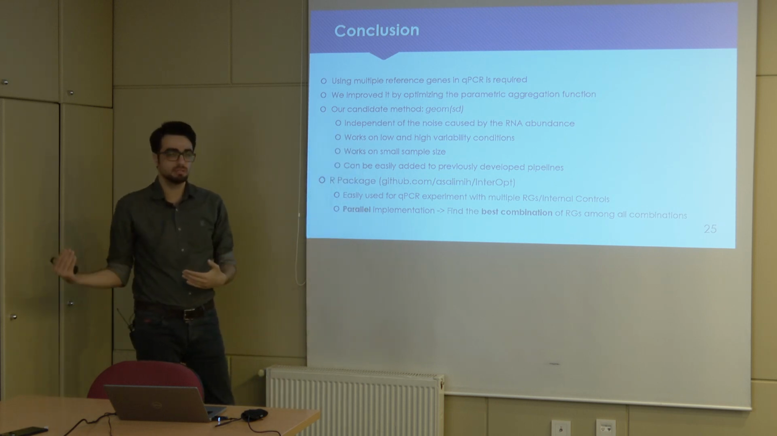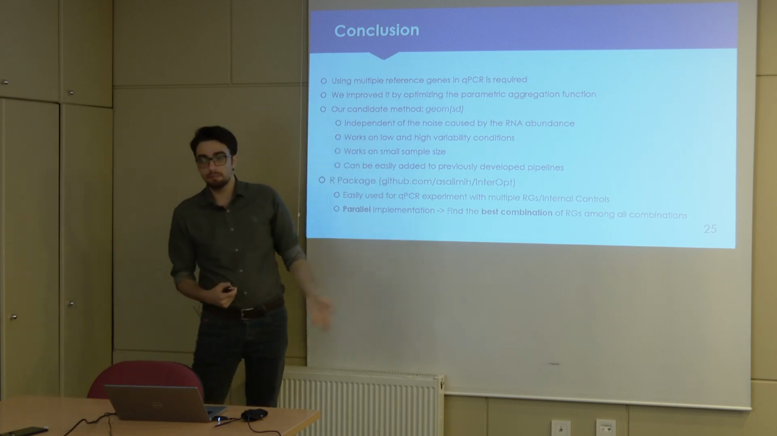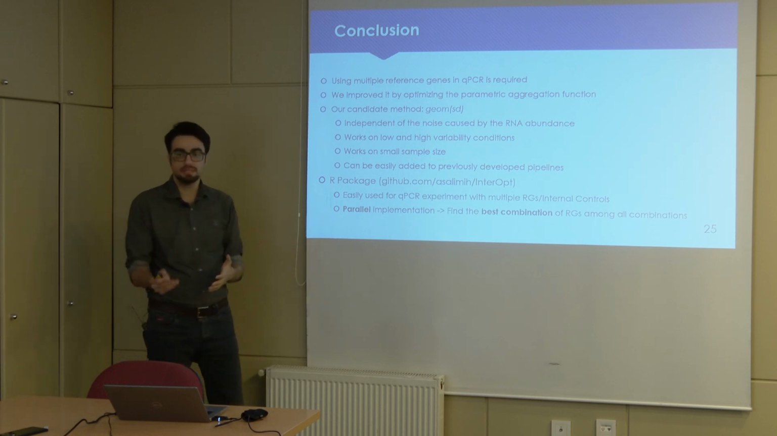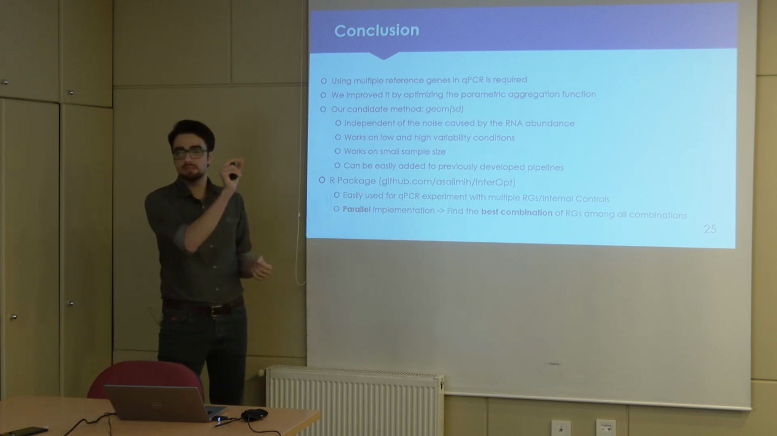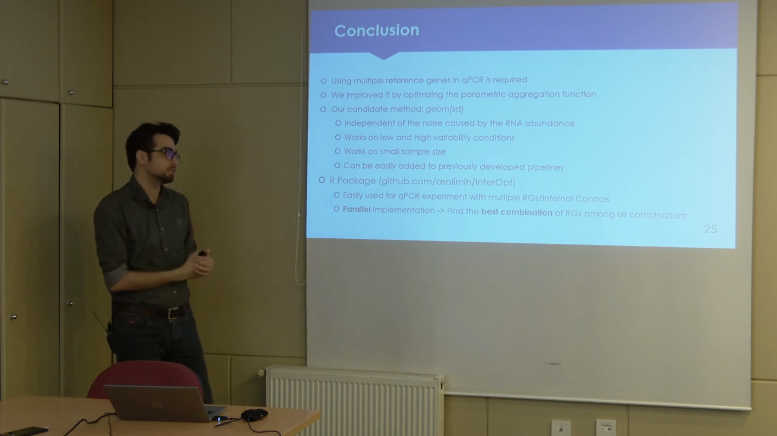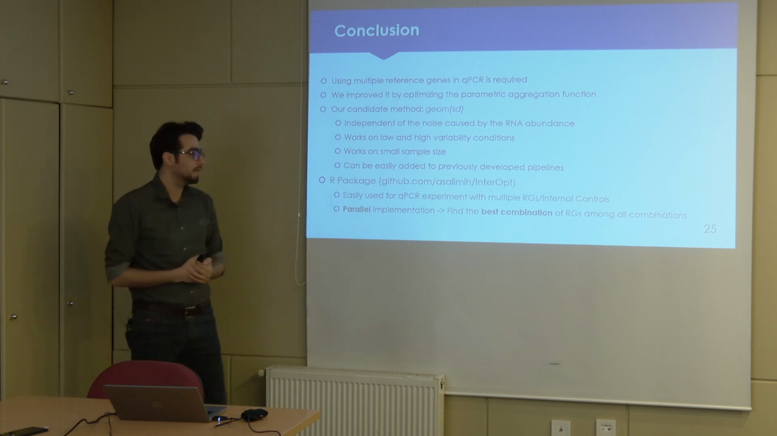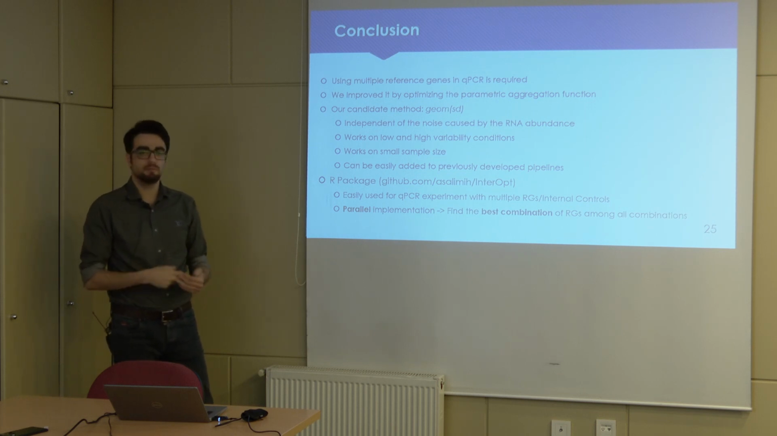We give some theoretical support that it's independent of the noise caused by the RNA abundance. It works on low and high variability conditions, works on small sample sizes, and also can be easily added to previously developed pipelines because you just replace the reference gene with a weighted aggregation method. We developed our package, which you can access on my GitHub, and it can be easily used for any qPCR experiment that has multiple internal controls or reference genes.